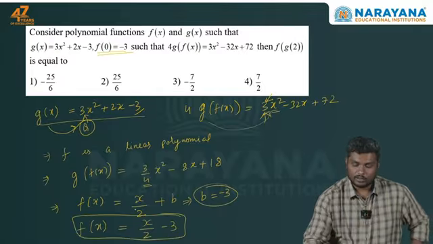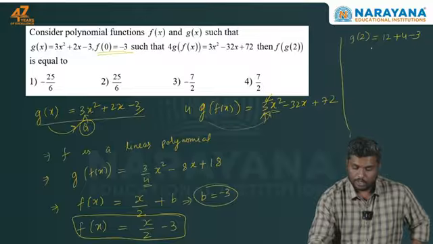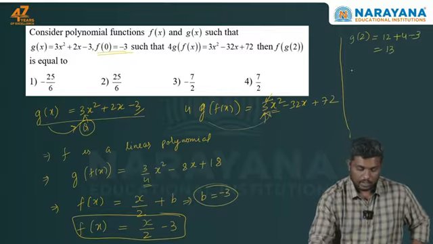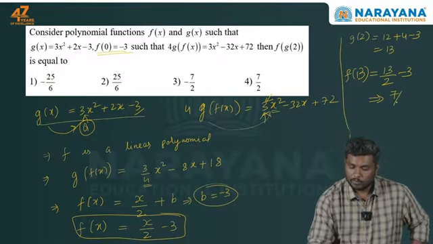Now what is he asking us to find? f of g of 2. Guys, what is g of 2? g of 2 is equal to 4 into 3, 12 plus 4 minus 3, which is 13. Now you need to find f of 13. What is f of 13? 13 by 2 minus 3, and which is 7 by 2.